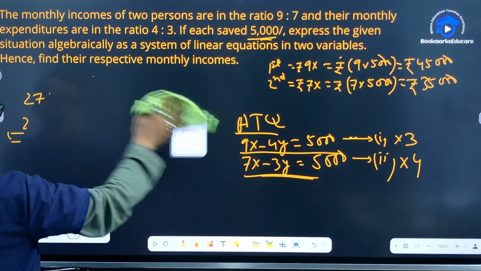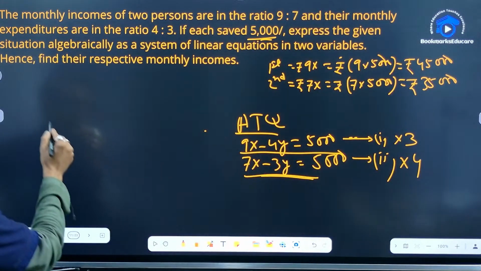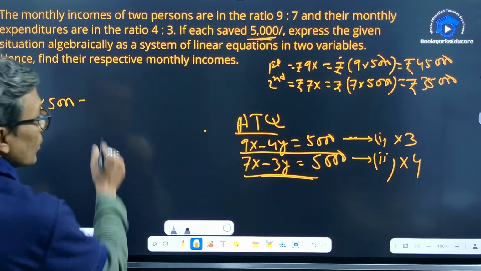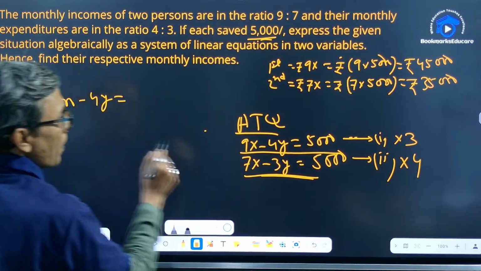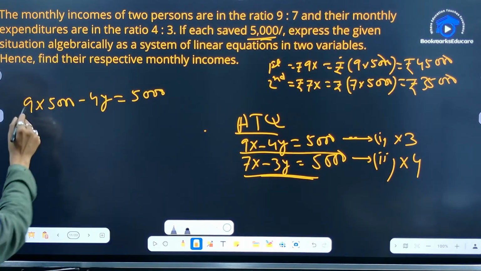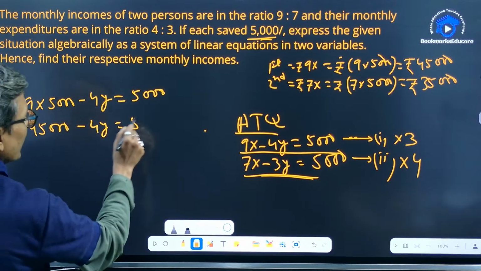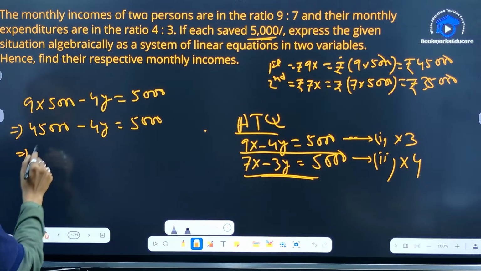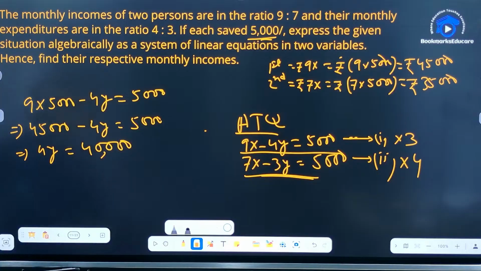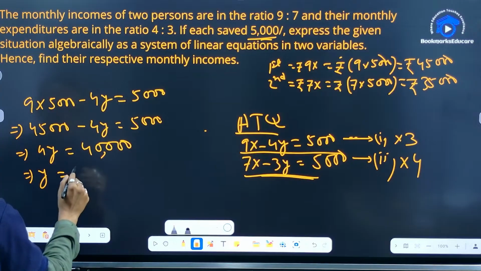Now putting value of x in equation 1. So in equation 1, 5,000, 4y is equal to 5,000. So 45,000, 4y is equal to 5,000. So 4y is equal to 40,000. Okay. So y is equal to 10,000.